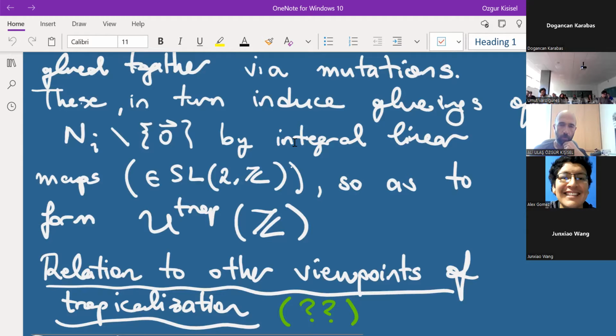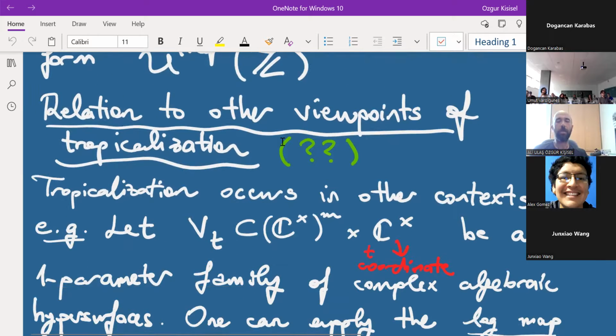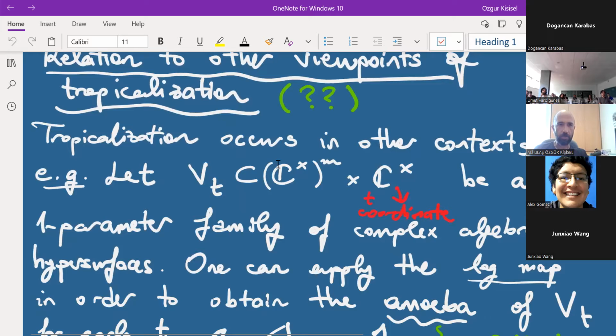Okay, so I wanted to say something about the relation to other viewpoints of tropicalization. I think this is related to a question Umut asked in the last talk and a discussion after that. I'm not sure about this, but I think this is supposed to be true in some sense. Tropicalization occurs in other contexts in geometry.